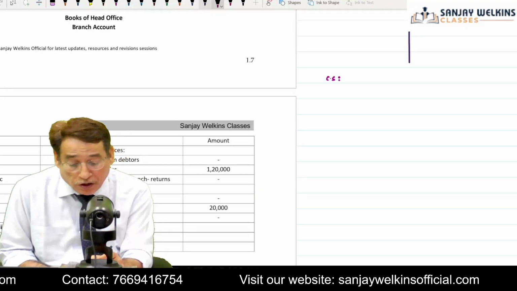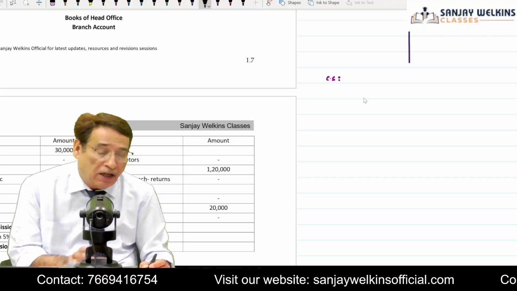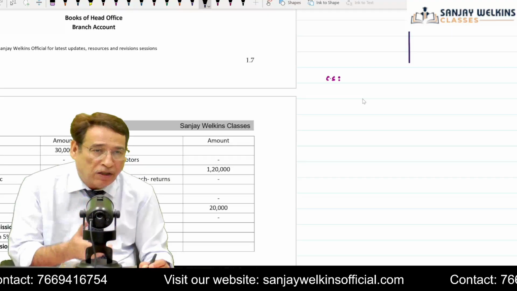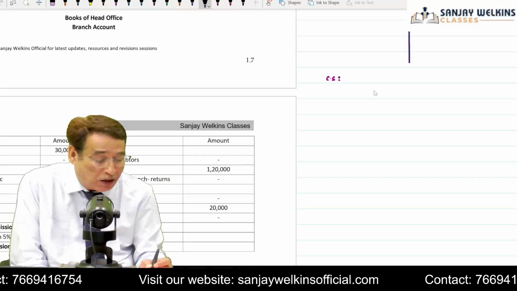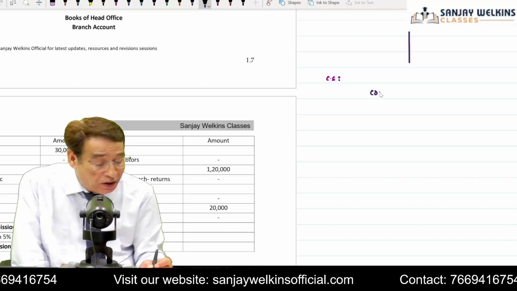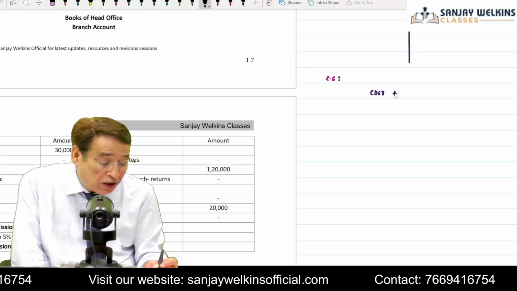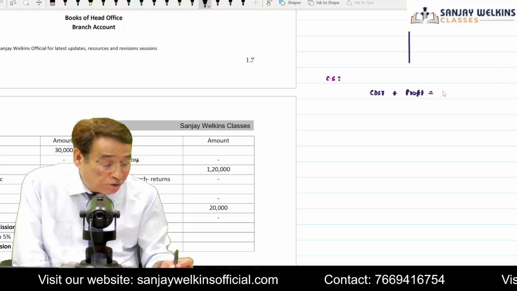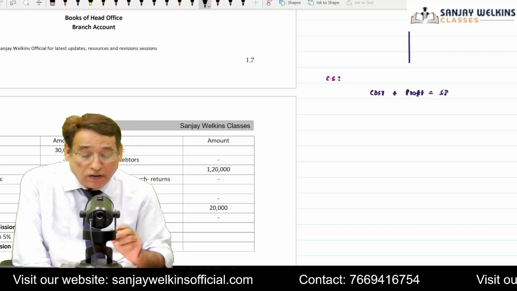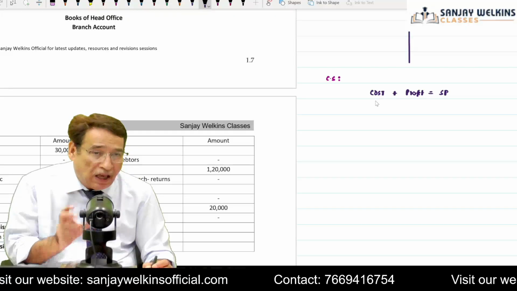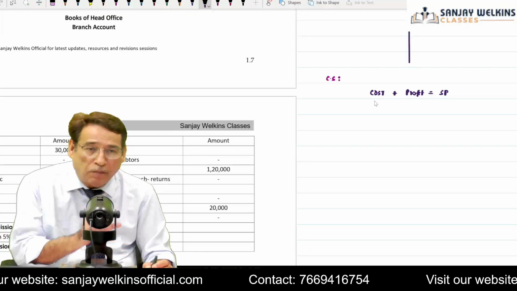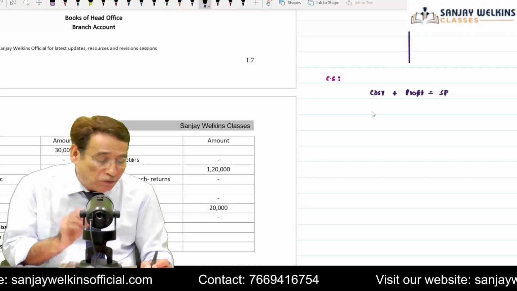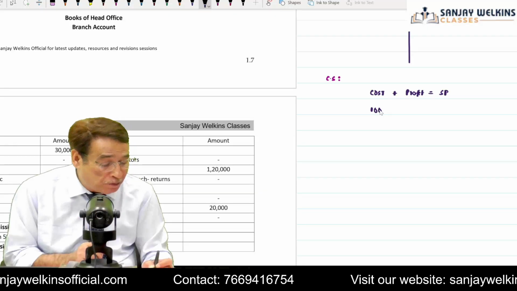Now in this particular question, before we start the working, it is given to us that the branch usually sells at cost plus 20%. What does it mean? First of all, you write here cost, you write here plus profit. As we know, cost plus profit is always equal to selling price. Because in this question it is given that the branch sells at cost plus 20%, that means the rate of profit 20% is given on cost. So you will presume cost as 100.